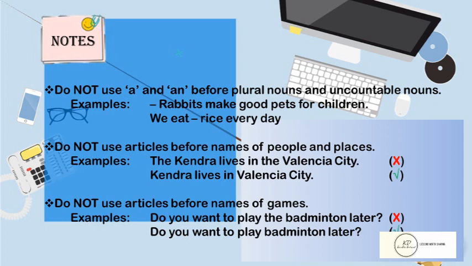Do not use articles before names of people and places. Examples: the Kendra lives in the Valencia city. The correct form would be Kendra lives in Valencia City.